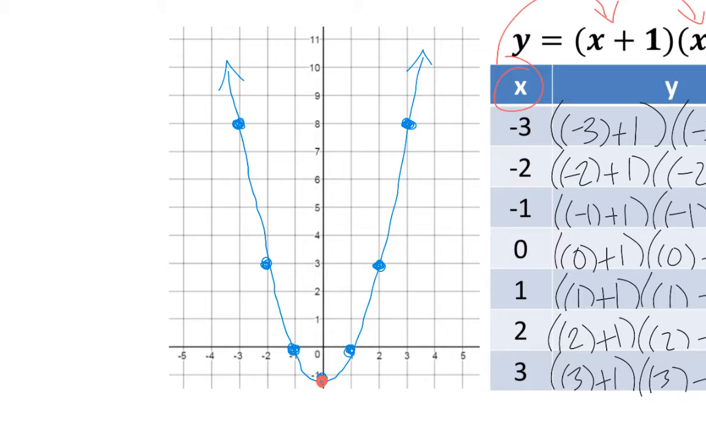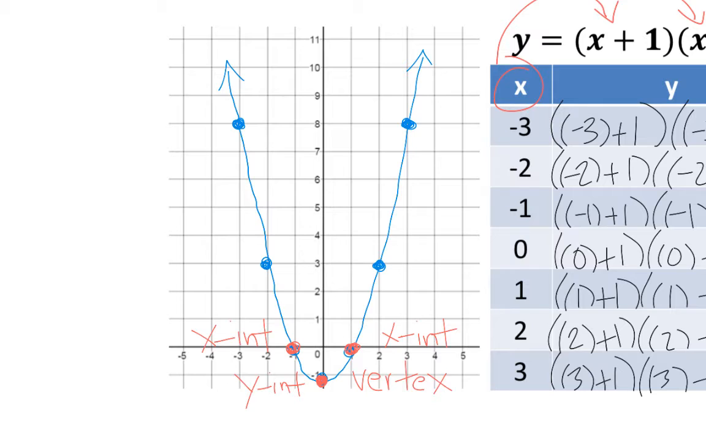Down here, we have something called the vertex. However, you'll also notice that this is the point at which the parabola crosses the y-axis. So this also makes it the y-intercept. And over here, we have 2 points. These are the points at which the parabola crosses the x-axis, which makes these the x-intercepts. So we have 2 in this situation.